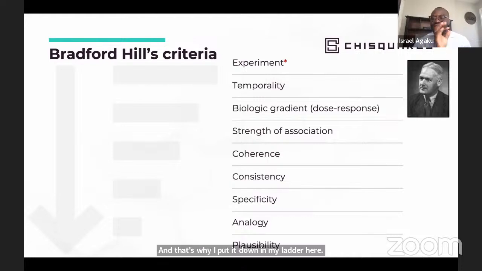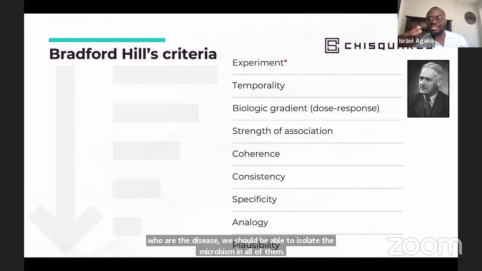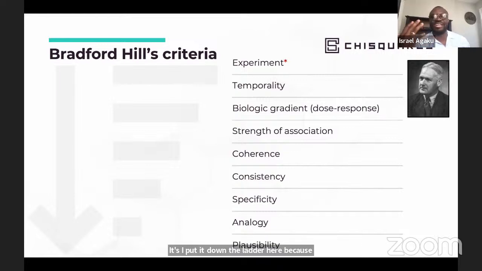Specificity means that exposure A causes outcome Y and nothing else, right? And this is the core framework in Koch's postulates: if we have all these people who have the disease, we should be able to isolate the microorganism in all of them. I put it down the ladder here because in chronic disease issues, you might not necessarily have that kind of specificity all the time.